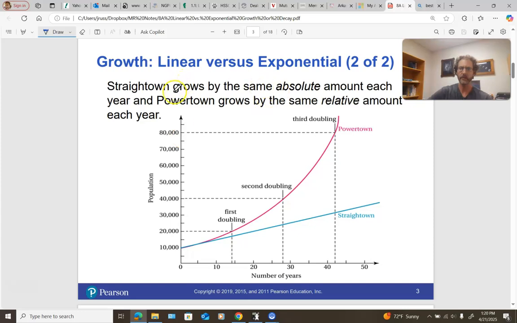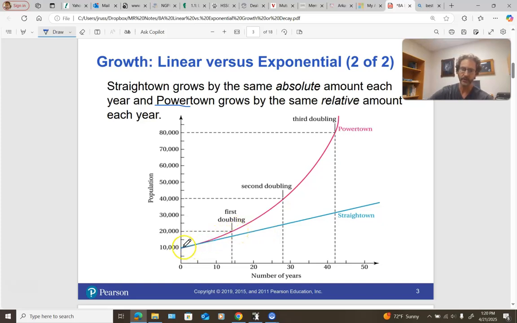Now let's look at Power Town. They say Power Town, guys, because an exponent is referred to as a power. When something is growing exponentially, it's like it's growing by power. First of all, you notice it starts off about the same for the first 5 or 6 years, but after that, Power Town really starts to increase in population. And the reason is because it's increasing by 100% in this case. It's doubling.